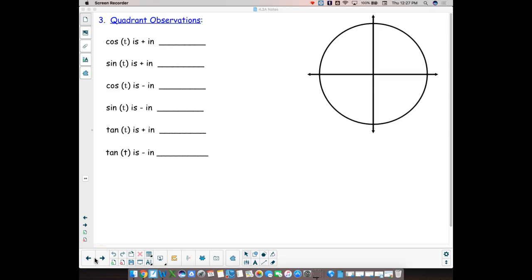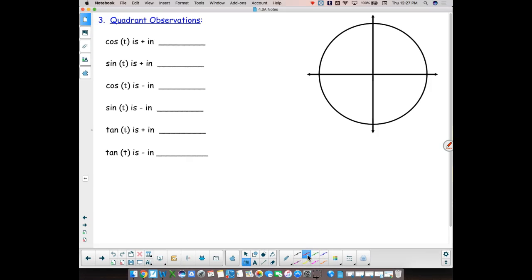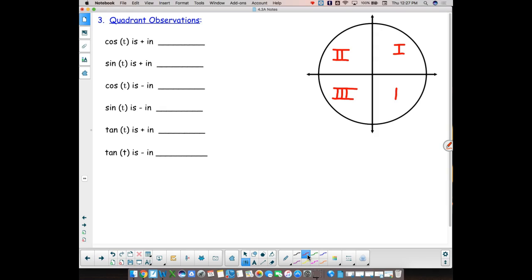So we will pick up in the obviosities packet, I should say. It is on number 3, which is the bottom half of the first page. Okay? So some quadrant observations that we can see from the obviosities. First off, refreshing our memory, that is quadrant number 1. That is quadrant number 2. There is 3. And there is 4. Okay?